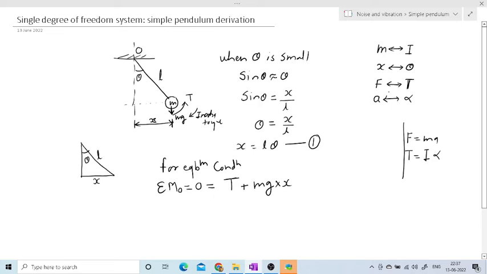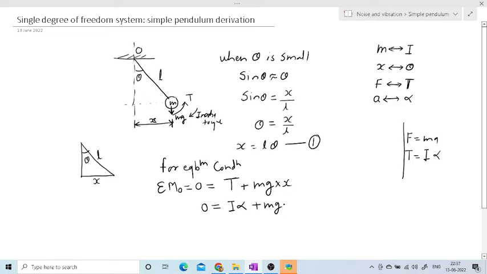So these are the conversions from linear to angular. Here I am going to write the formula for torque. Torque is nothing but the accelerating torque, and that accelerating torque is nothing but I alpha. So here you can see F is equal to ma, torque is equal to I alpha. I is the mass moment of inertia, alpha is the angular acceleration, plus mg into x.